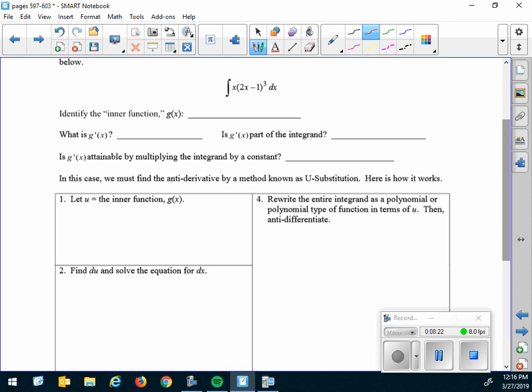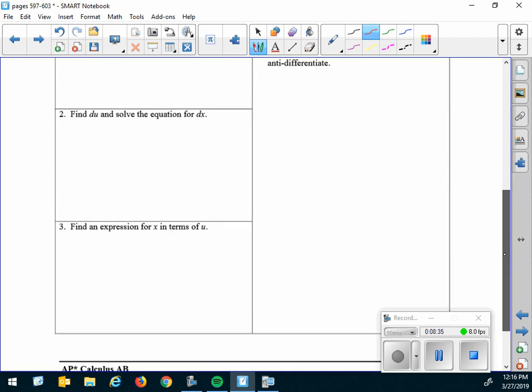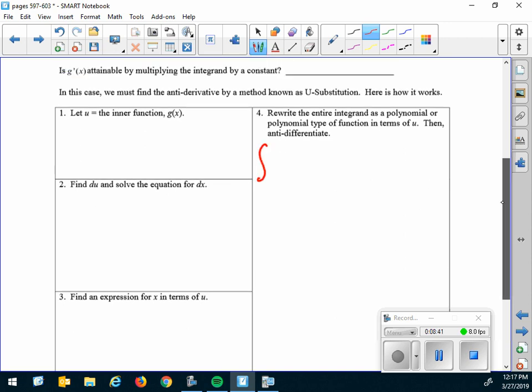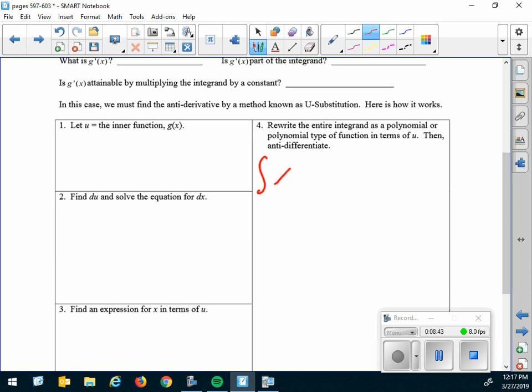Now, do I have a composition? What's the inner part of the composition? So I'm going to let u equal 2x minus 1. So where do we want to put all this? Well, this stuff he's got here. Here's what we're going to do. Let's just put it under number 4. This is the integral of x times 2x minus 1 quantity cubed dx. We're going to let u equal 2x minus 1.